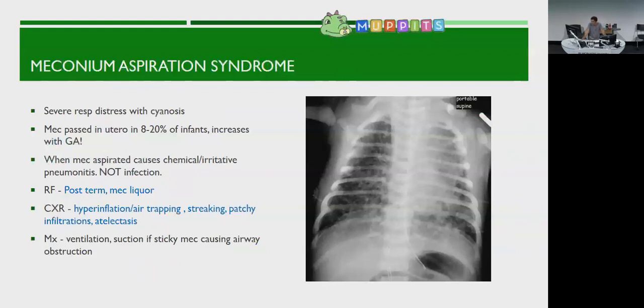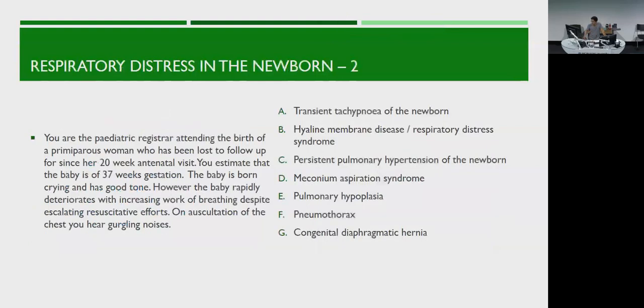And so we had a chat about those 2 big risk factors, and the classic buzzwords that you will see are hyperinflation or air trapping, streaking, patchy infiltrations, and atelectasis, if they do describe it like that on your EMQ. Now, if you can actually see it obstructing their airway, we should just suck it out. Otherwise they can just absorb it, and the respiratory distress will settle on its own. Question number 2.